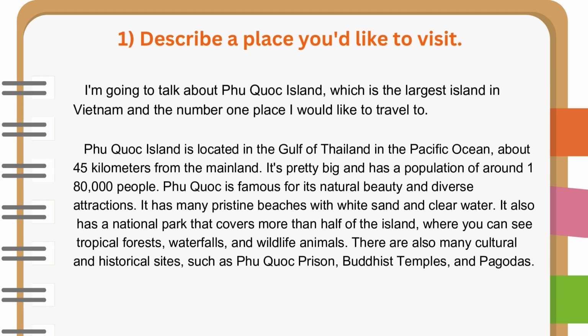Phu Quoc Island is located in the Gulf of Thailand in the Pacific Ocean, about 45 kilometers from the mainland. It's pretty big and has a population of around 180,000 people. Phu Quoc is famous for its natural beauty and diverse attractions. It has many pristine beaches with white sand and clear water.